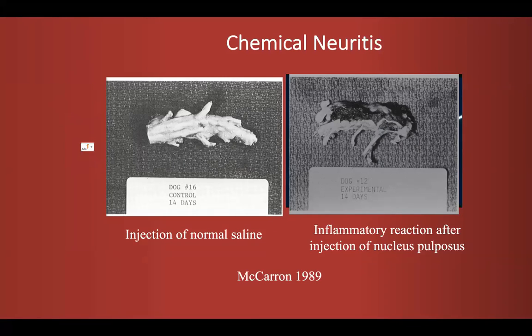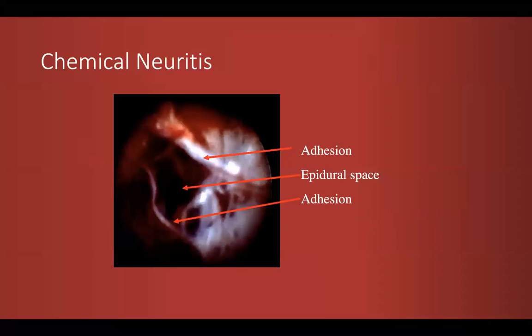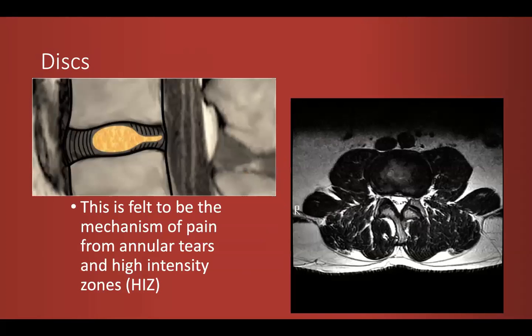So McCarron looked at the disc material from the tail of dogs and compared that to normal saline when he injected it into the epidural space. And you saw this huge inflammatory reaction, which we can actually see under spinal endoscopy. This is what's felt to be the mechanism of pain from annular tears, is pain into the annular nerves or leaking out onto the disc, creating inflammation there. And we see that on MRIs as a high intensity zone.